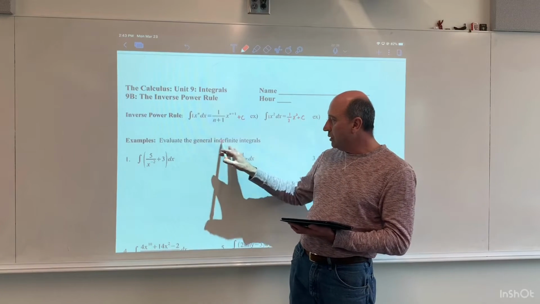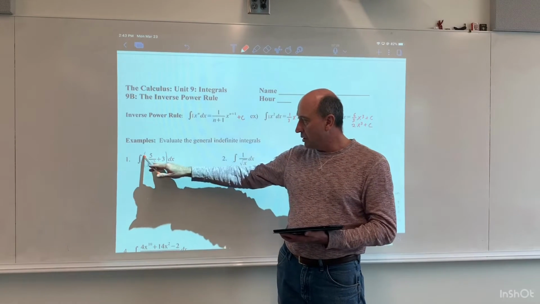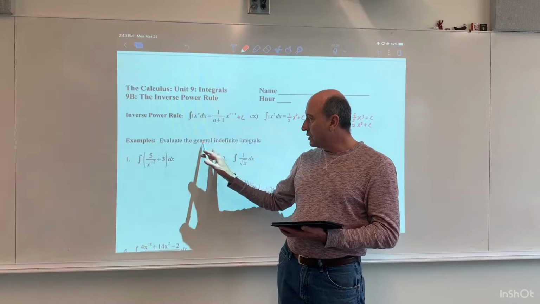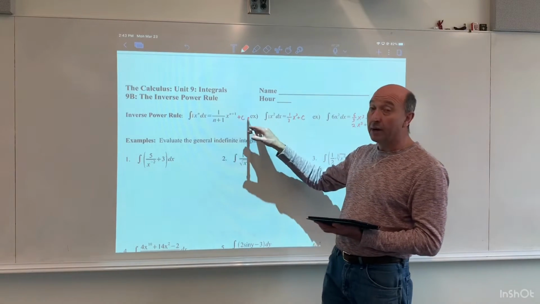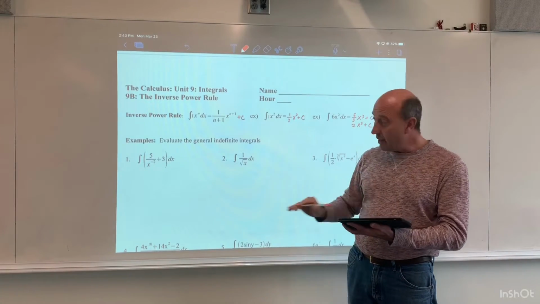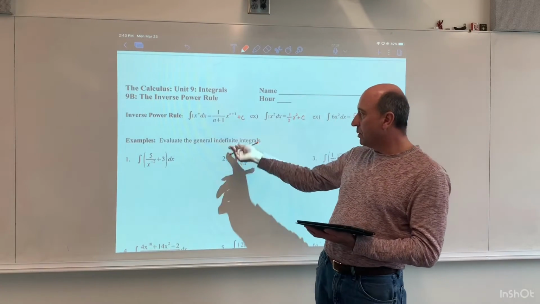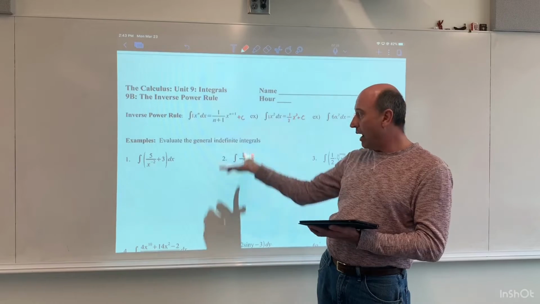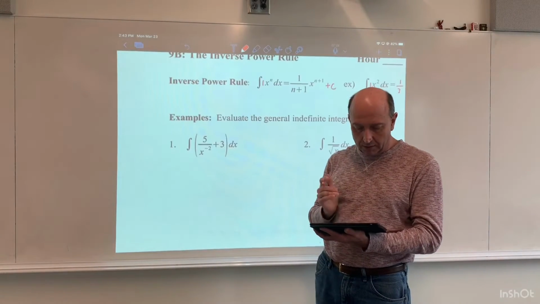Evaluate the general indefinite integral. So this is an integral. It's indefinite because we're not sure what the answer is, plus c. So it could be anything. It's not a definite number. It's indefinite. When we graph it, we wouldn't know how far up or down it is.